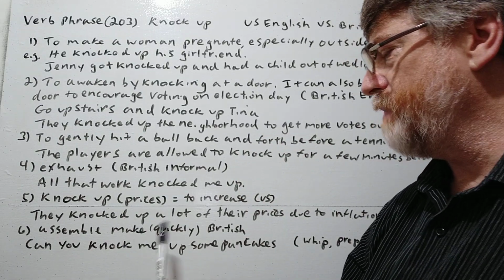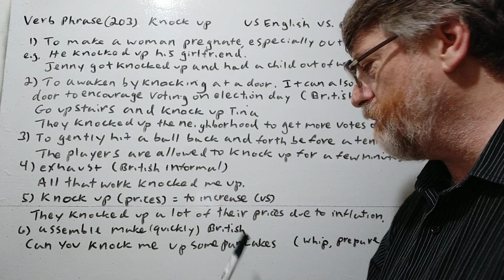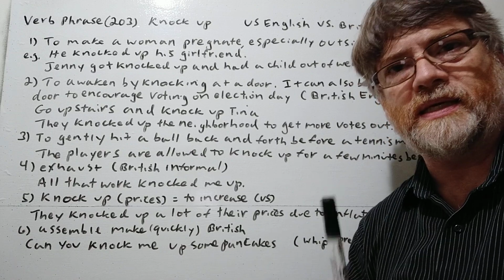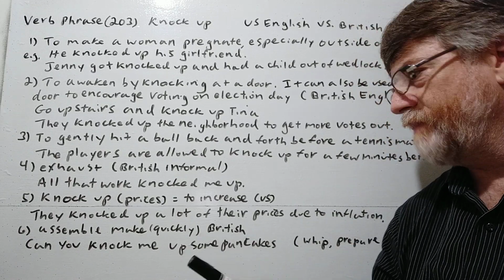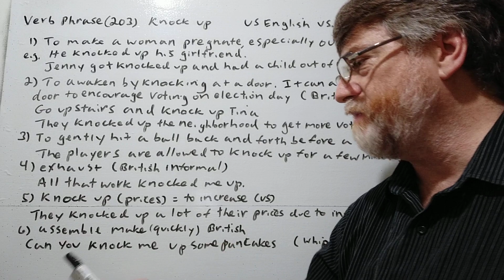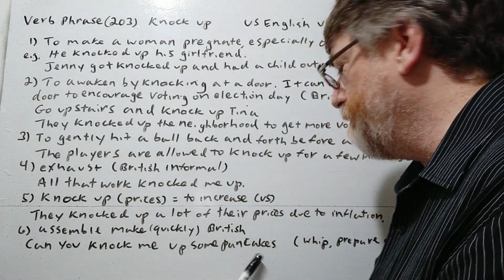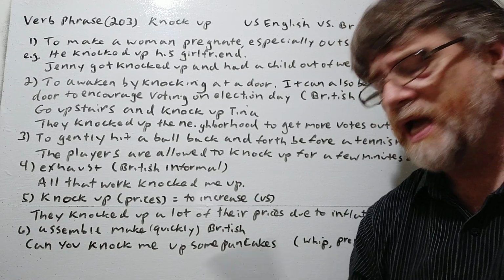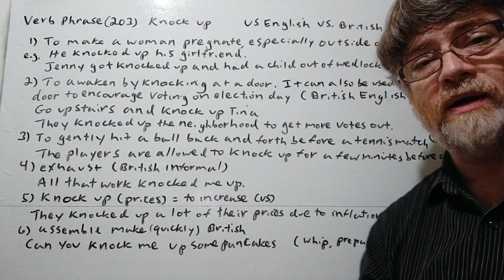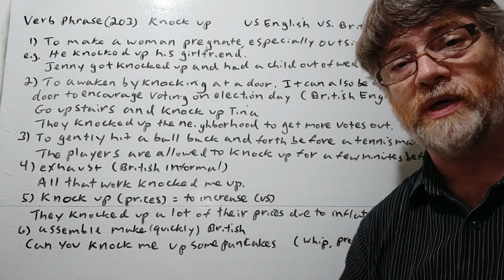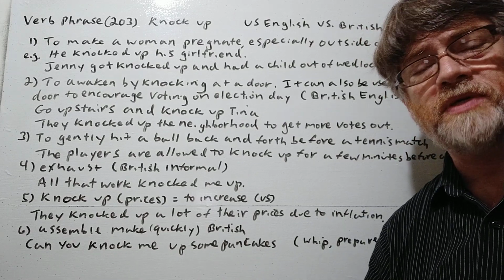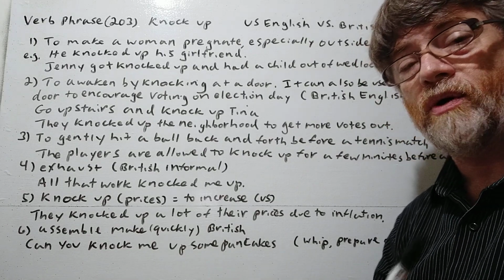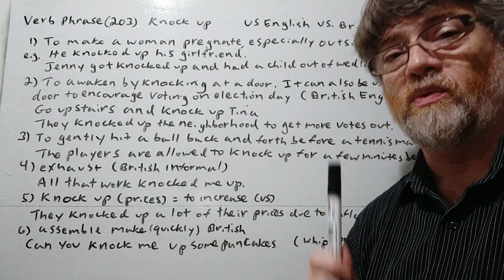Okay, and number 6 here. To assemble quickly, or prepare something, make something quickly. Yeah, I've seen this, they were saying, to knock up some eggs or something. So we give the example here. You can knock me up some pancakes. Again, that would sound strange to an American. Knock up pancakes? An American would probably use words like whip. That's another way to say cook quickly. I'll just whip you up some pancakes. I'll whip you up some eggs. Or you could just say, prepare quickly or cook quickly. All of those would be fine.